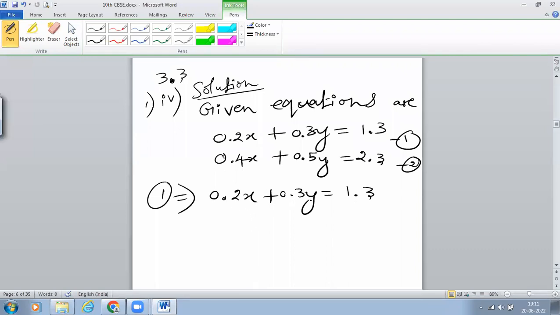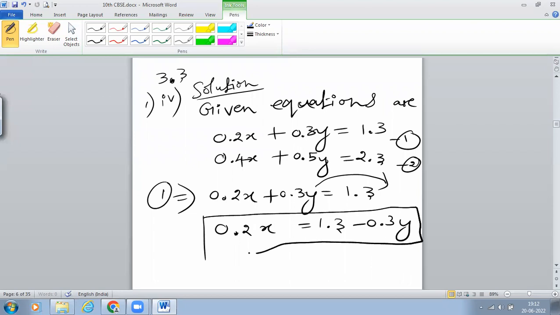Now listen. First, I'm going to keep this 0.2x on the left hand side, and I'm going to take this 0.3y to the right hand side. So what we'll get is 0.2 into x is equal to 1.3, which is already there on the right hand side, and when 0.3y is taken to the right hand side we get minus 0.3y. So we have got 0.2 into x is equal to 1.3 minus 0.3 into y. I'm not taking the 0.2 to the right hand side. Usually we would take the 0.2 to the right hand side. It is in multiplication with x, and when it is taken to the opposite side it becomes division. But here I'm not doing this. Why I'm not doing this, you will understand now.